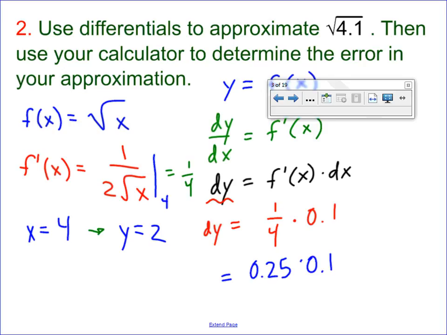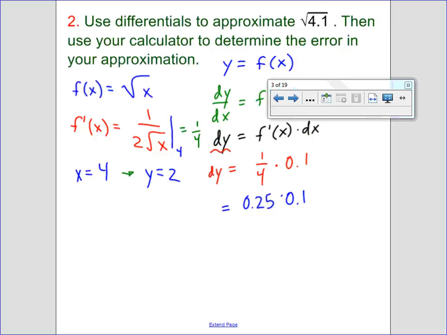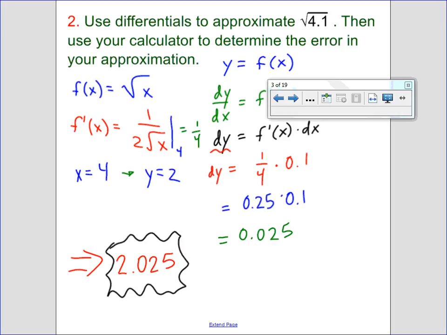And that's times 0.1, so I can just move the decimal over one place, right? Can I move that over one place when multiplying by 0.1? Yes? So that gives me an anticipated change in my y coordinate of 0.025. Yes? So our guess is 2 plus 0.025. So we're guessing 2.025. There's our approximation. You ready to see how we use differentials to get that?